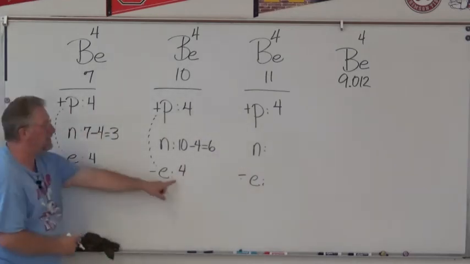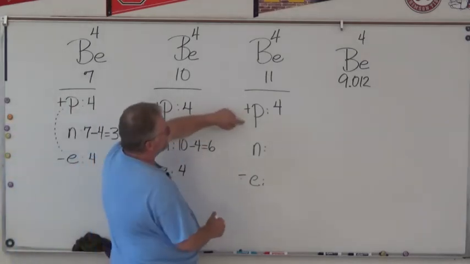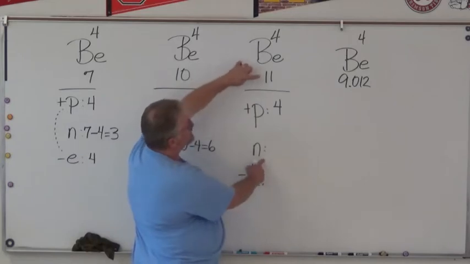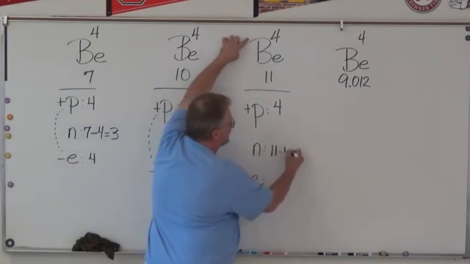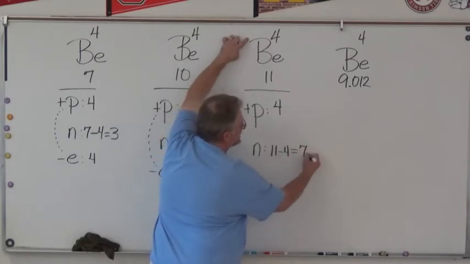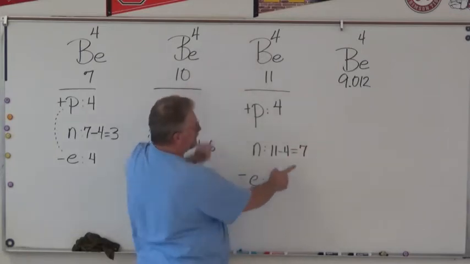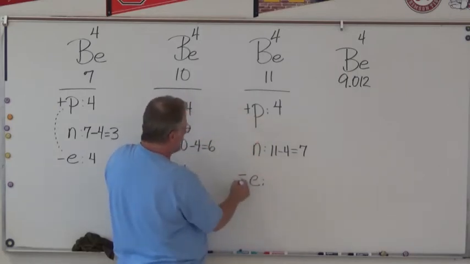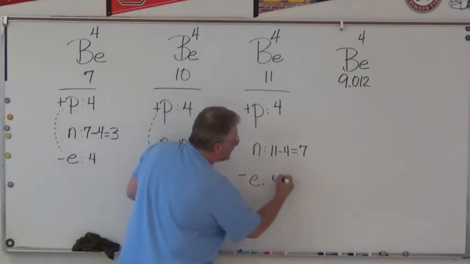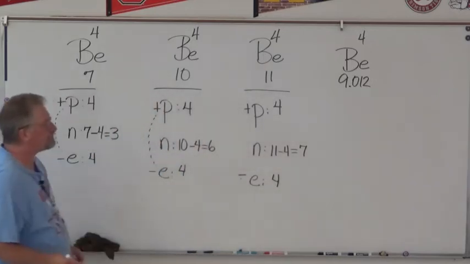That's not changing. Over here in this last one, again, to get the number of neutrons, you're going to take the big number minus the little number. So 11 minus 4 is 7. So this one's going to have 7 neutrons. And number of positive negatives got to stay the same. So this one's going to have 4 electrons.